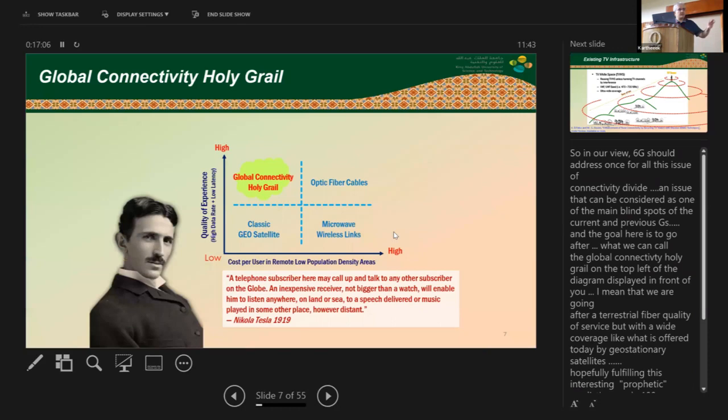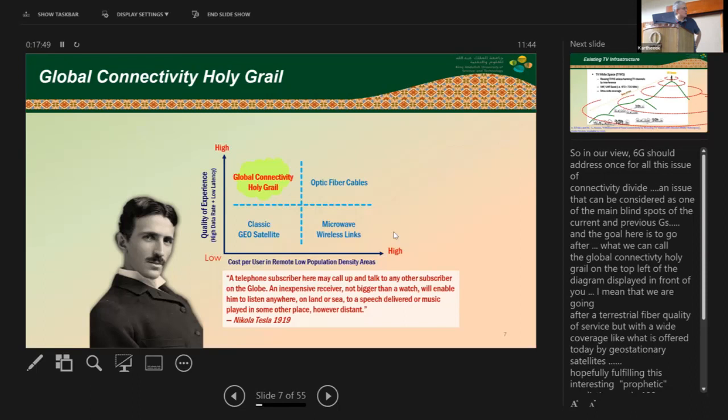So one challenge that I mentioned earlier can be summarized in this graph. Here we are looking at the quality of experience, in terms of data rate, latency, and so on, as a function of the cost per user, in particular in remote low population density areas. Now, if you focus on this part of the diagram, obviously this is going to give the right performance, but it's going to be very expensive. That's not the way to go. Traditional satellite communication systems, typically broadcast TV type of systems, are good for one-way broadcasting, but have not been designed for two-way internet browsing. So they will be low cost, relatively speaking, but they will not give you the right quality for internet browsing.